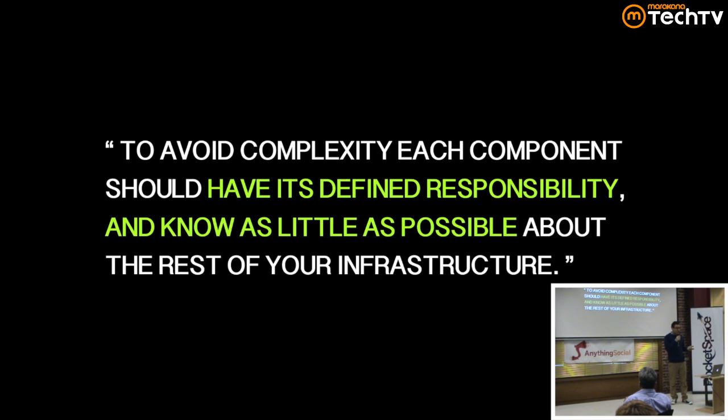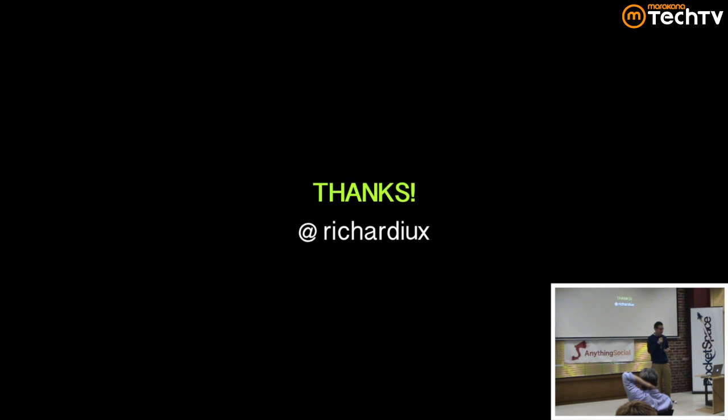So remember this: to avoid complexity, each component should be as independent as possible and have a very defined responsibility, and know as little as possible about the rest of the infrastructure. It shouldn't really care who does what. It should only care that another piece of the infrastructure is going to take care of certain actions that it cares about, and that it is going to be notified when it is its turn to do something.